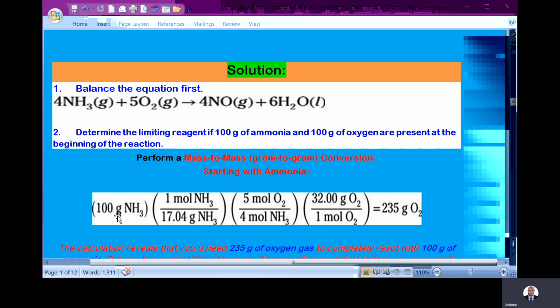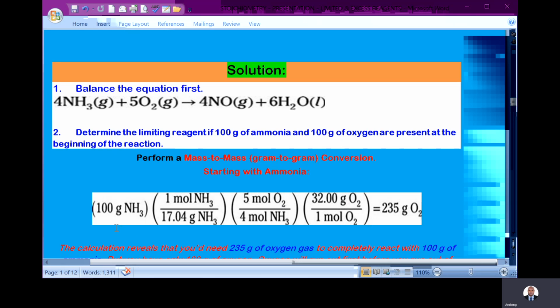100 grams of this. In order to calculate mass-to-mass conversion, we have to convert the mass of ammonia to the moles of ammonia, multiply by the mole ratio to have the moles of oxygen, and then times the molar mass of oxygen to have the mass of oxygen that is required for complete reaction.